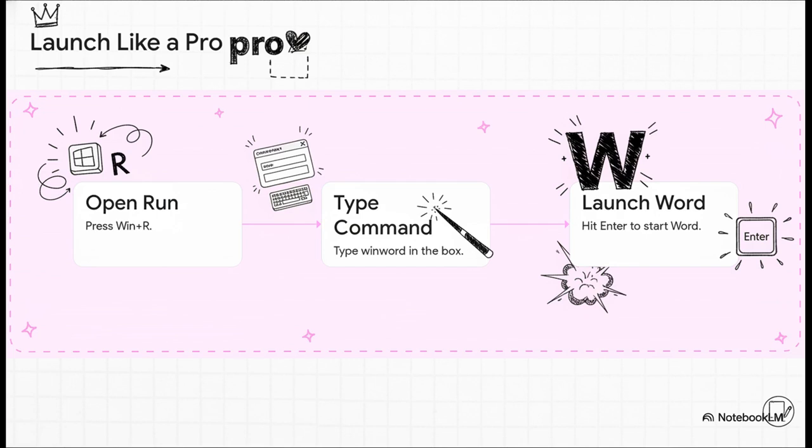Step 1, press the Windows key and the R key at the exact same time to open your Run command box. Step 2, just type the magic word, Winword, all one word, no spaces. And Step 3, hit Enter. Boom, MS Word launches instantly, completely bypassing the Start menu no matter what version of Windows you're on.